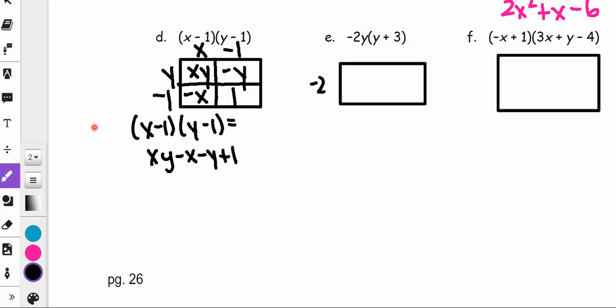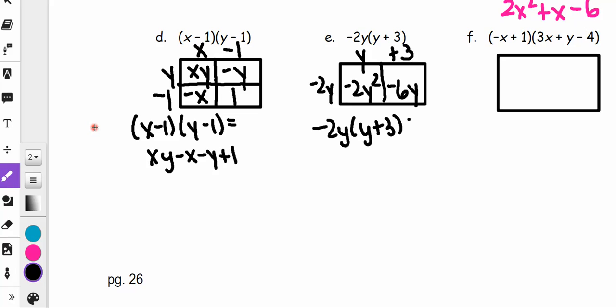The next one's going to be a negative 2y, and I have a y and a plus 3, so it's going to be a negative 2y squared and a negative 6y. So it's going to be a negative 2y times a y plus 3 is equal to negative 2y squared minus 6y.